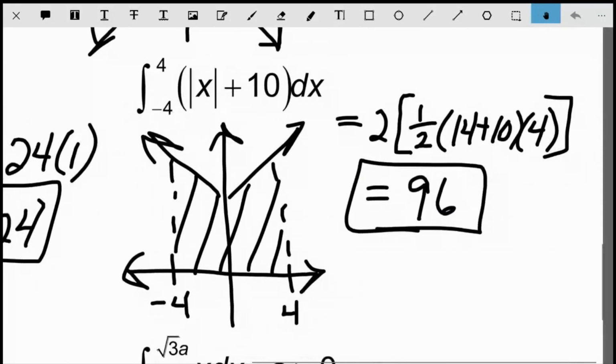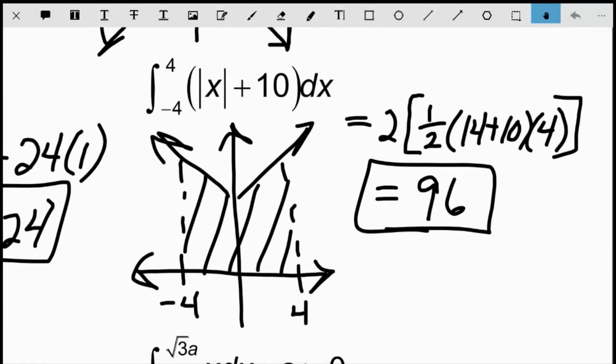All right, next one here, we've got negative 4 to 4, absolute value of x plus 10. Again, we have an even function. It's just two trapezoids. So I found the two trapezoids, area of 96.